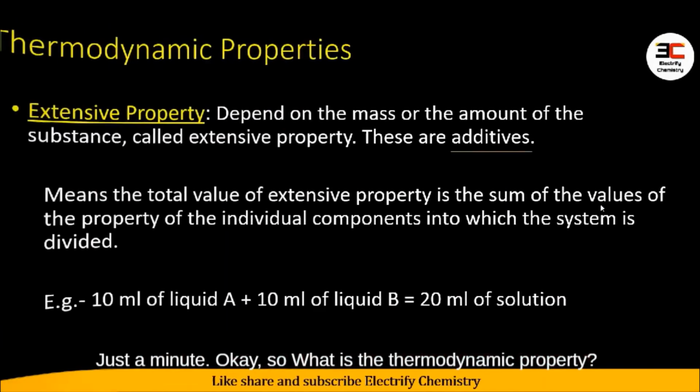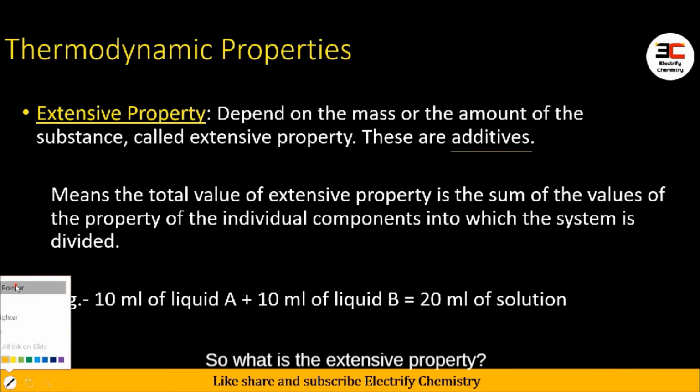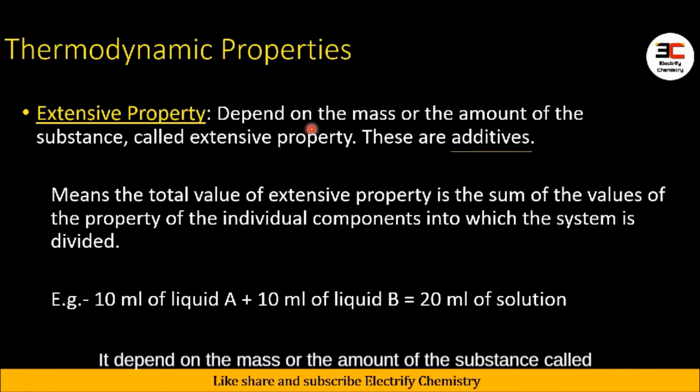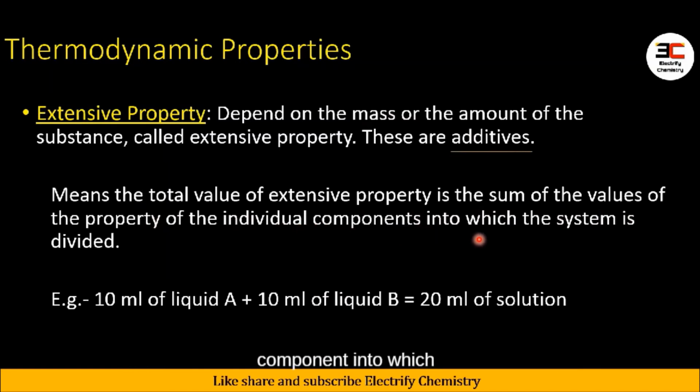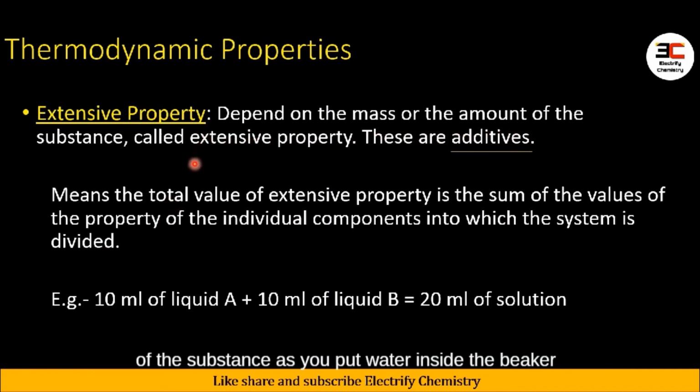So what is a thermodynamic property? There are mainly two properties, extensive and intensive. So what is the extensive property? It depends on the mass or the amount of the substance. These are additive, meaning the total value of an extensive property is the sum of the values of the property of the individual components into which the system is divided. As you put water inside the beaker, the amount of water is an extensive property.